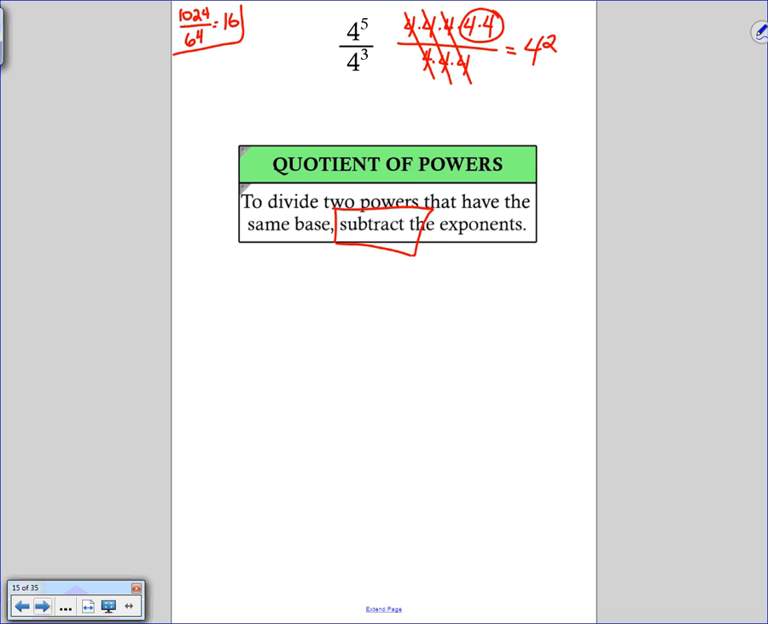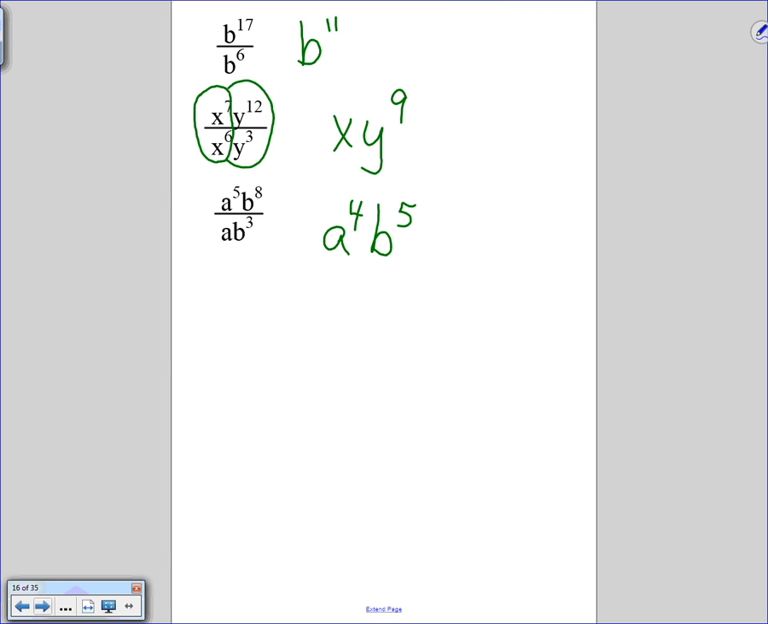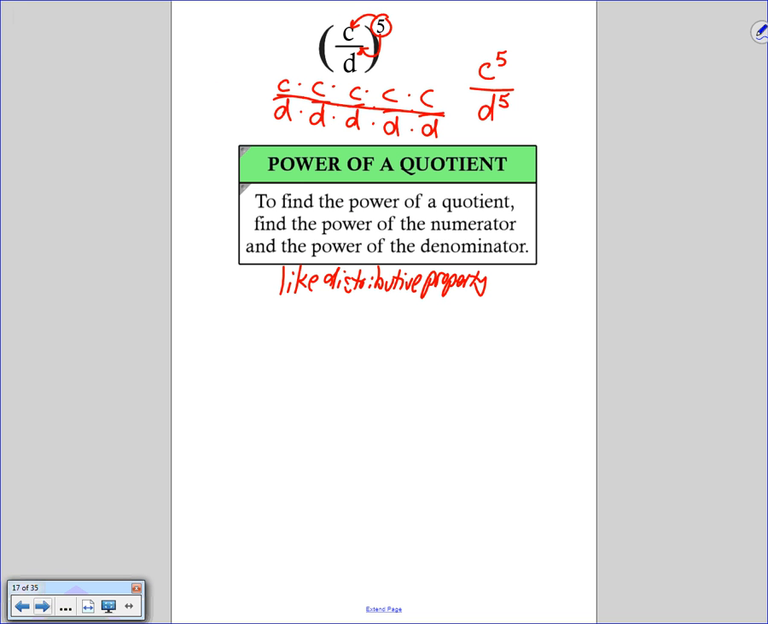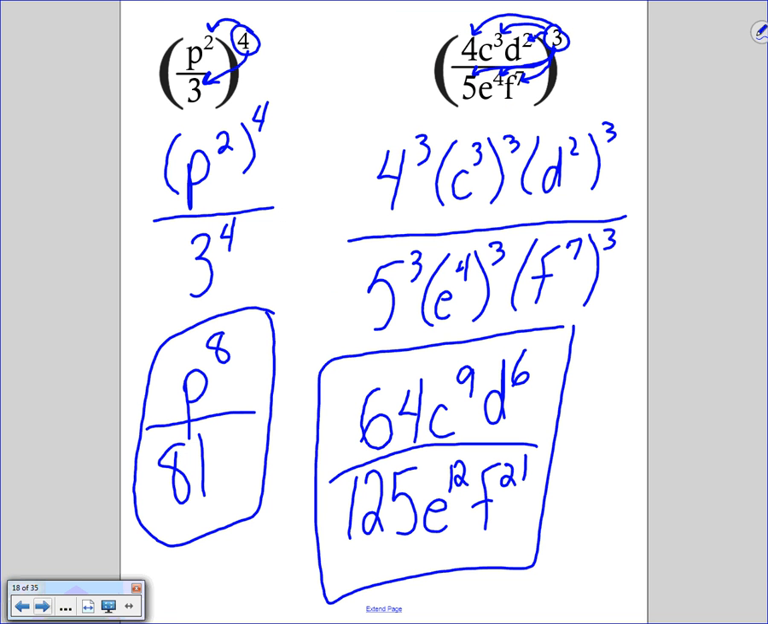When I have a quotient of powers, if I'm dividing and the bases are the same, I subtract the exponents. And here are some examples that we used in class. Power of a quotient is just like power of a product. If I have a quotient inside of parentheses with an exponent on the outside, I give that exponent to both the numerator and the denominator. Again, a few more examples.